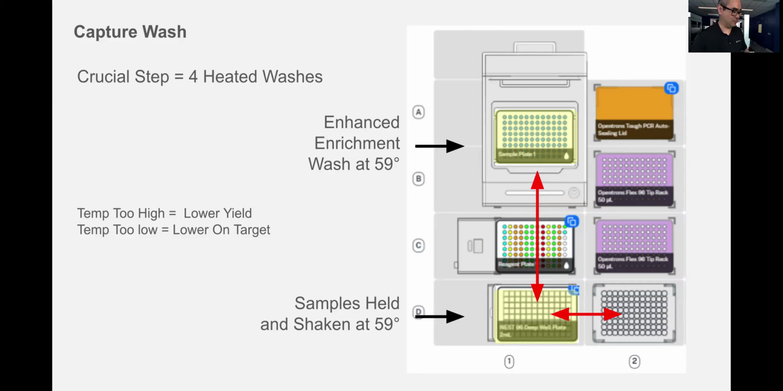And at the bottom, you see the heater shaker, which both keeps the samples at 59 degrees as well as shaking them. So the shaking, as you see the arrow going between the shaker as well as the mag block, so you could bind the beads and remove the supernatant. Going back and forth, back and forth.